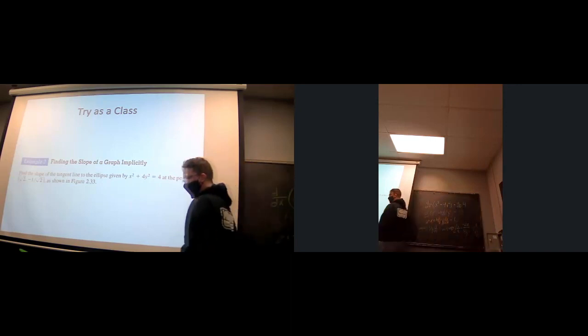So we've got 4. Just go ahead and write 8y dy dx is equal to negative 2x, so dy dx is going to be equal to negative 2x over 8y or negative x over 4y. Everybody agree with me?